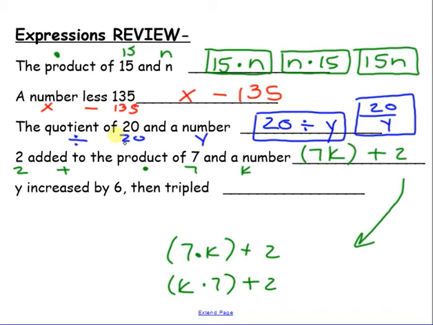Okay, now we have y increased by, so that's plus 6, then tripled, so that's times 3. Okay, so let's do the y increased by 6 first. So I'm going to do y plus 6. You could also do 6 plus y. Now, whenever I have something that's in two parts, I know that my first part's going to go in parentheses. So all of this tripled, so times 3. And I could also write this many different ways.